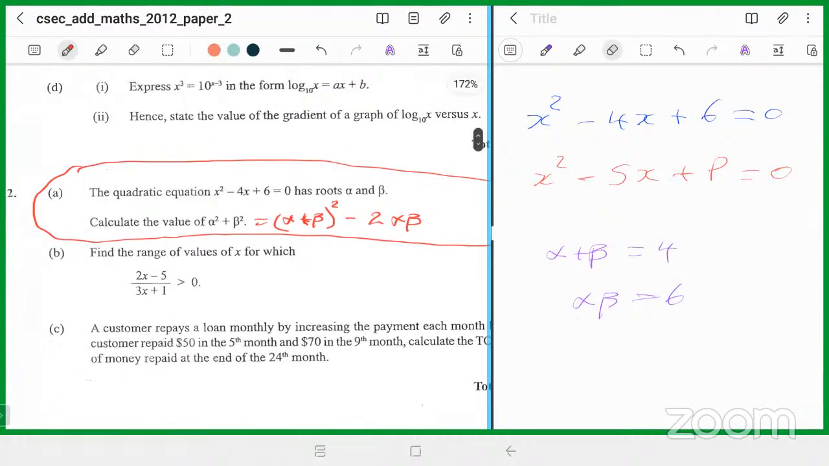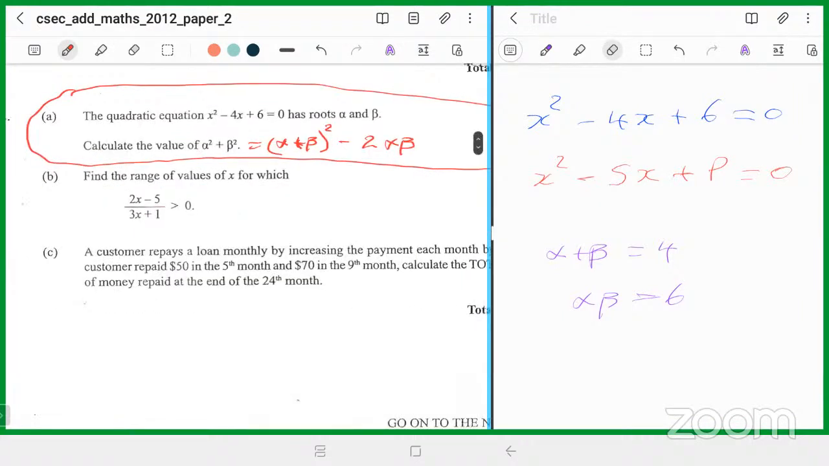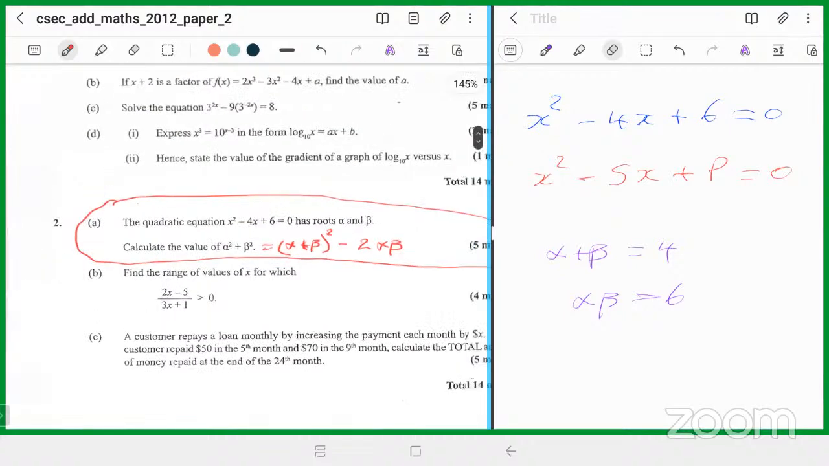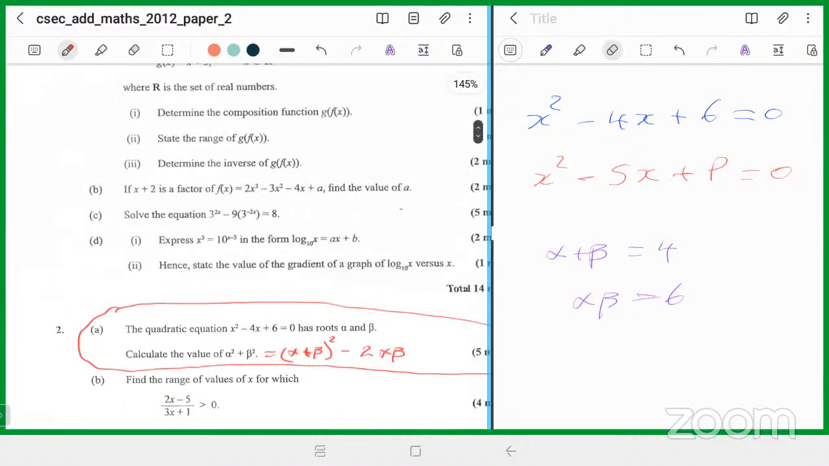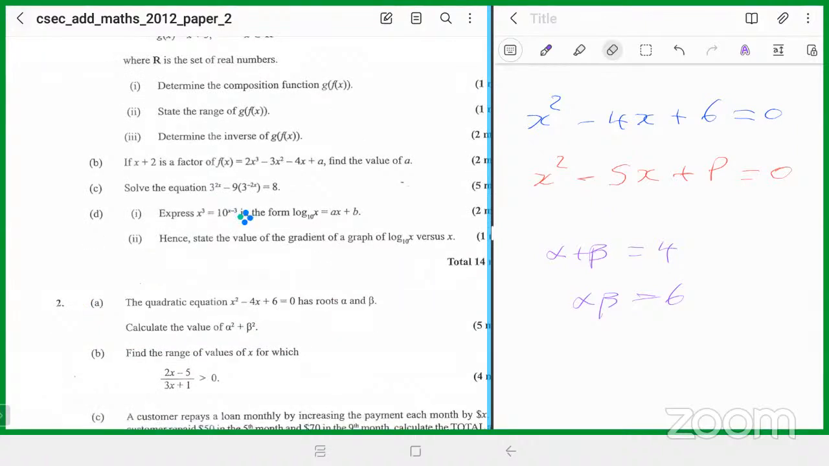But that finishes that question. That's the quadratic on this paper. There's no other quadratic there. All right, so let's go and do 2013. Let's go into 2013 now.